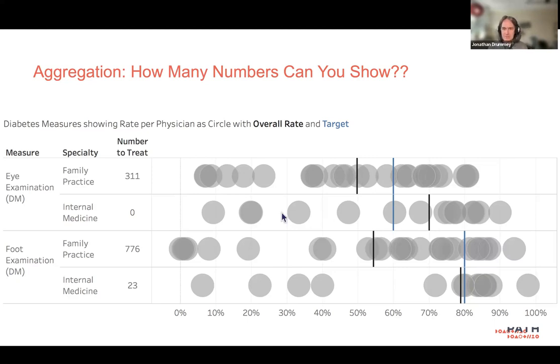So we can see that distribution and see it's quite a bit different between, with eye examination, family practice. That distribution is kind of roughly even with a few outliers here. Whereas internal medicine, it's much more stacked. Many more of the practitioners are above the target, and then there's only 5 or so who are below our target. And so the interventions we would do change based on this, and ultimately this visualization can potentially be more actionable.